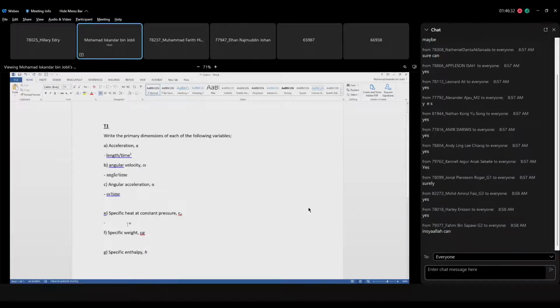So this one, the specific heat, is energy per unit mass per unit temperature. Apologies. That's the definition: specific heat is the amount of energy released or absorbed for a unit of mass, a unit of temperature. All right, the specific weight.